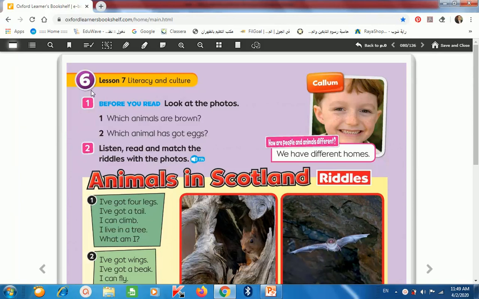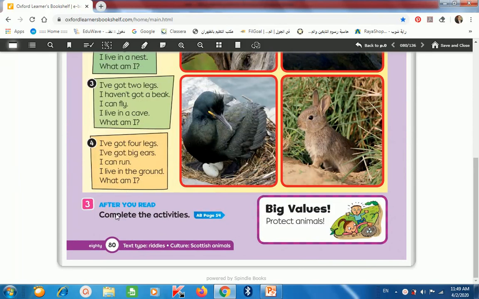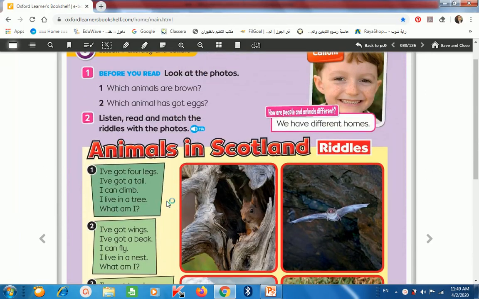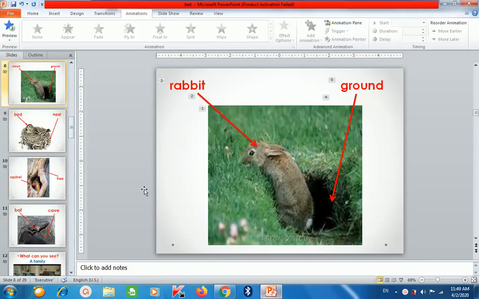This is our lesson today, Unit 6, Lesson 7. And of course, open your class book page 80. Class book page 80. Okay, are you ready? Now let's start the warming up.